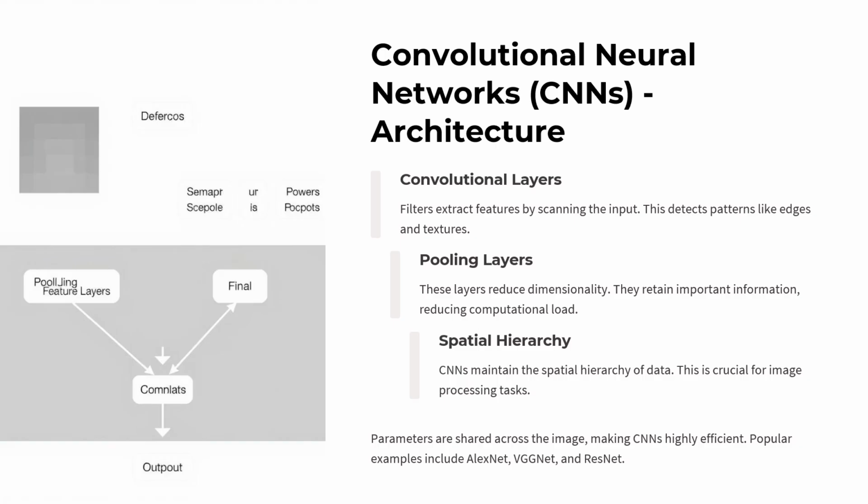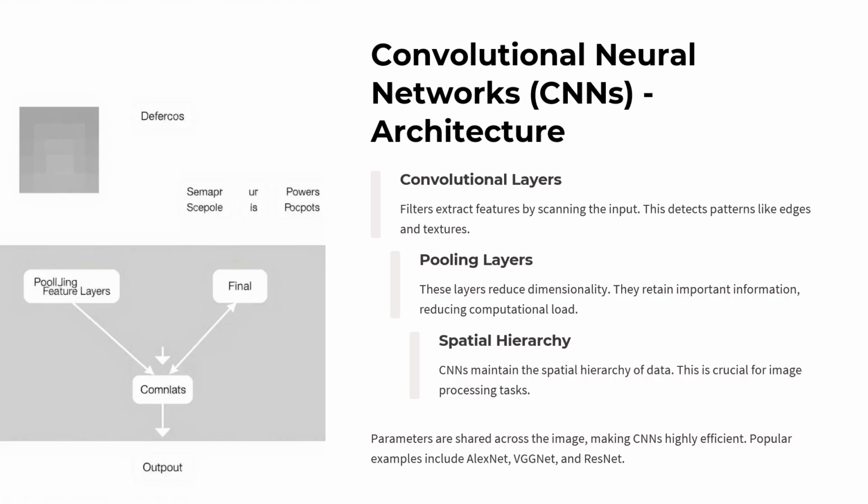Second one is pooling layers. These layers reduce the size of the data, which speeds up processing. At the same time, they keep the important features, making the model more efficient.